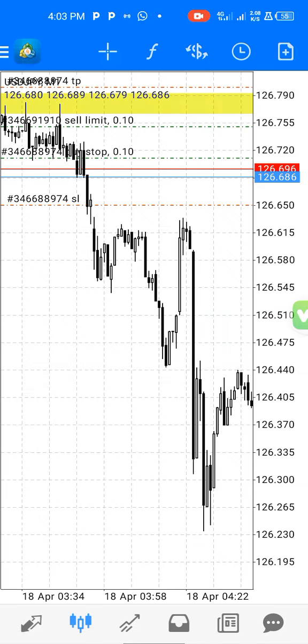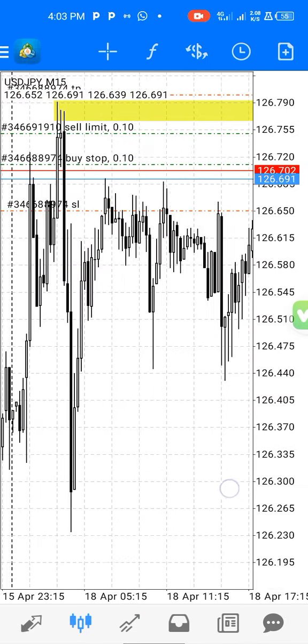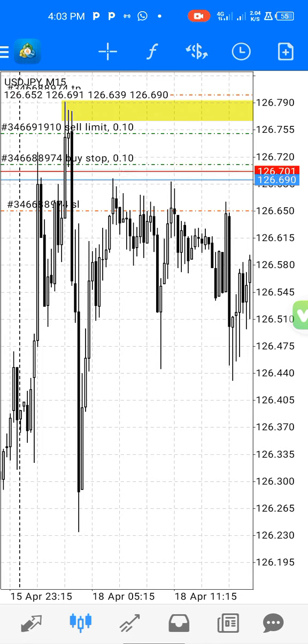Let's go back to 15 minutes time frame for better view. Now you can see my sell limit is there. Sell limit because price is presently on a bullish trend, but me, I'm programming it, or I'm automatically requesting that when it gets to that point, a sell position should be open for me. That's why it is sell limit.